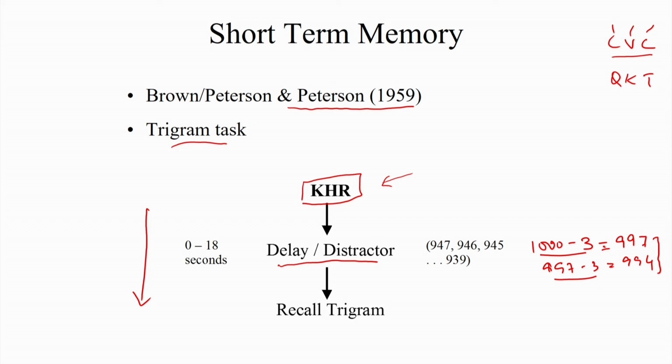Now, people were stopped at several points of time starting from a 20 second delay. So, people remembered the trigram and started counting back, and after the first 20 seconds they were stopped and asked to recall the trigram. So, this is called the recall trigram phase. Within these 20 seconds people are counting back.